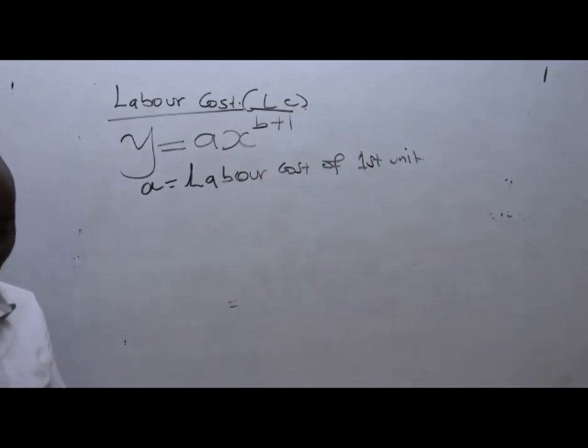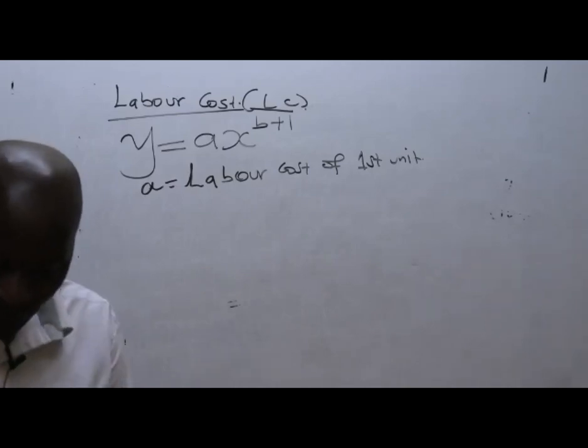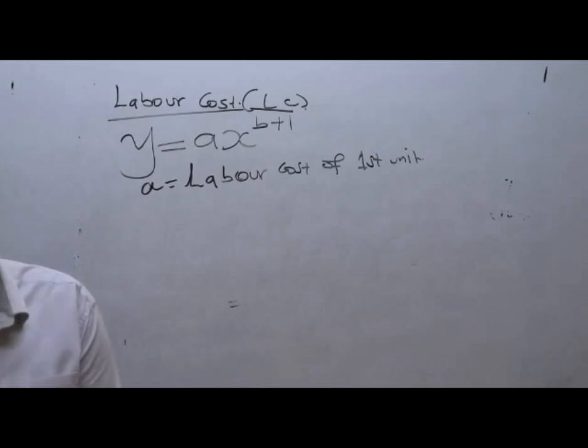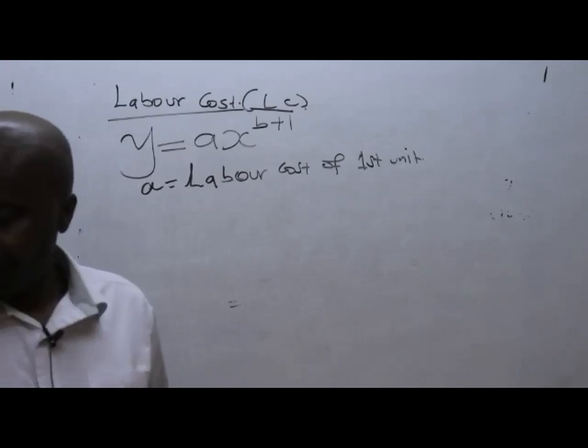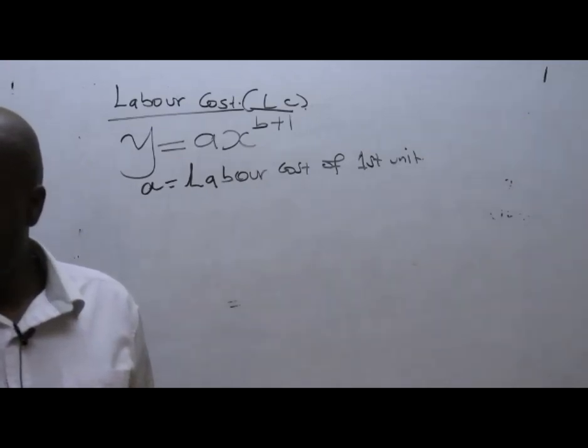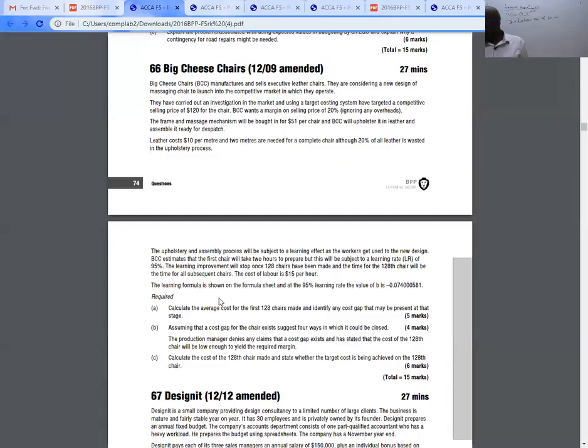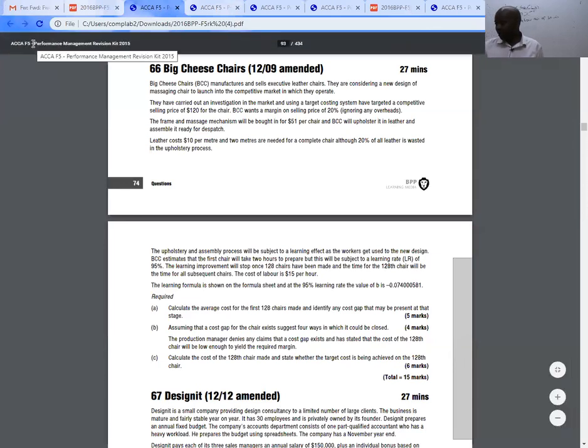Like in this question, they have told us something to do with the first unit. What have they told us? They've told us BCC estimates that the first chair will take 2 hours to prepare. So labor hours, 2 hours.